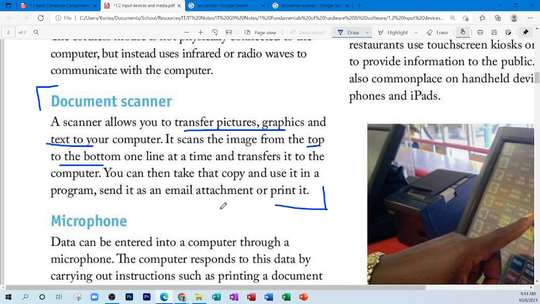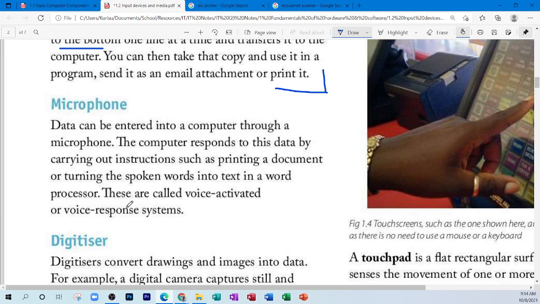Good. Next, we have the microphone. And we're going to have Jaden. Can you read for us?